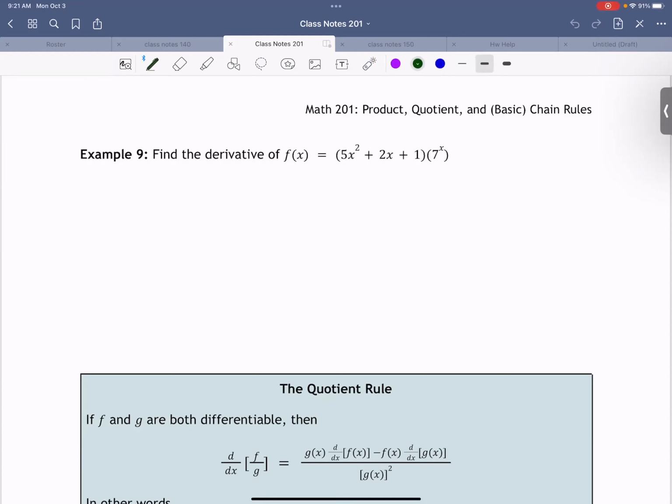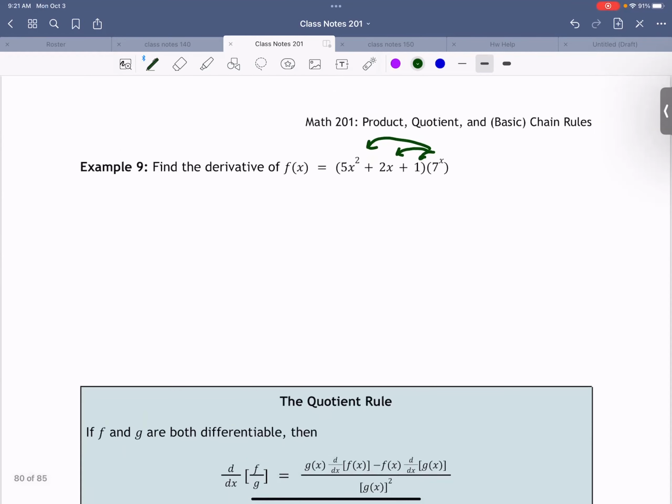Before I even start the question, I want to talk about an approach for this. I got a good question as I've been walking around, and someone asked, can I just distribute? Whenever you see something times a polynomial, you can distribute things out, right? Well, you don't have to write this down because I'm going to show you why this might not be the best method. We'd have 5x squared times 7 to the x plus 2x times 7 to the x plus 7 to the x. Why is that not really the best option?